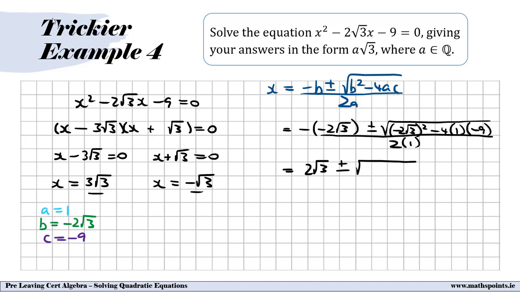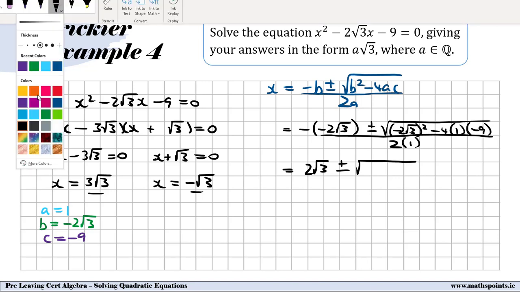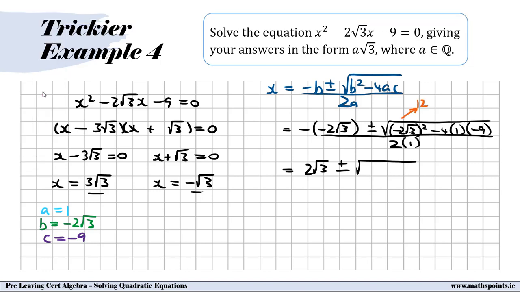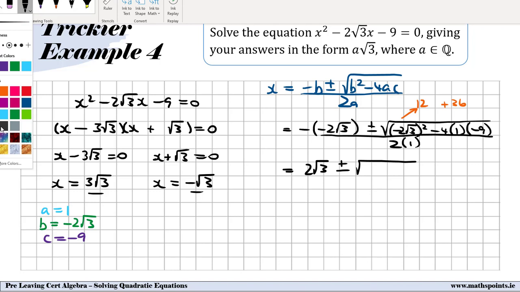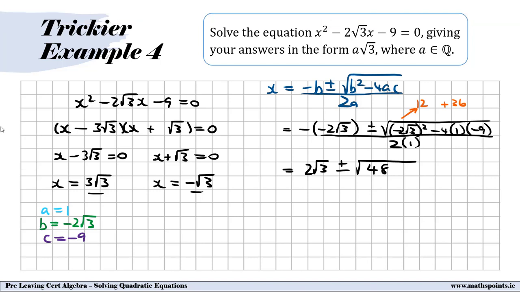then I can throw all this next part into the calculator, or I can do a little bit of mental arithmetic. If I do the mental arithmetic, I can see that minus 2 root 3 squared is going to be 4 times 3, which is equal to 12. And then minus 4 times 1 times minus 9 is going to be plus 36. And so underneath the surd, I can simplify that to 12 plus 36, which is the number 48. And that's all over 2 times 1, which is 2.